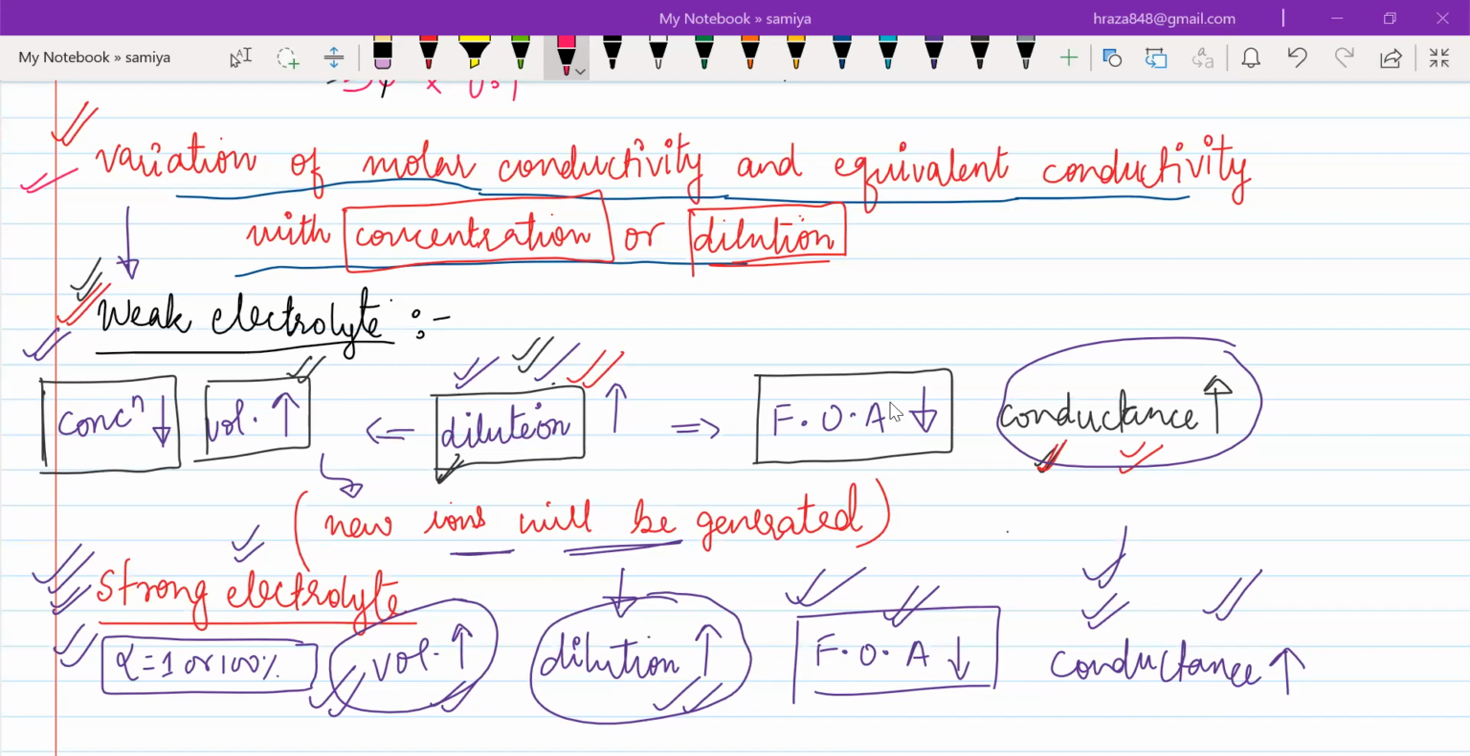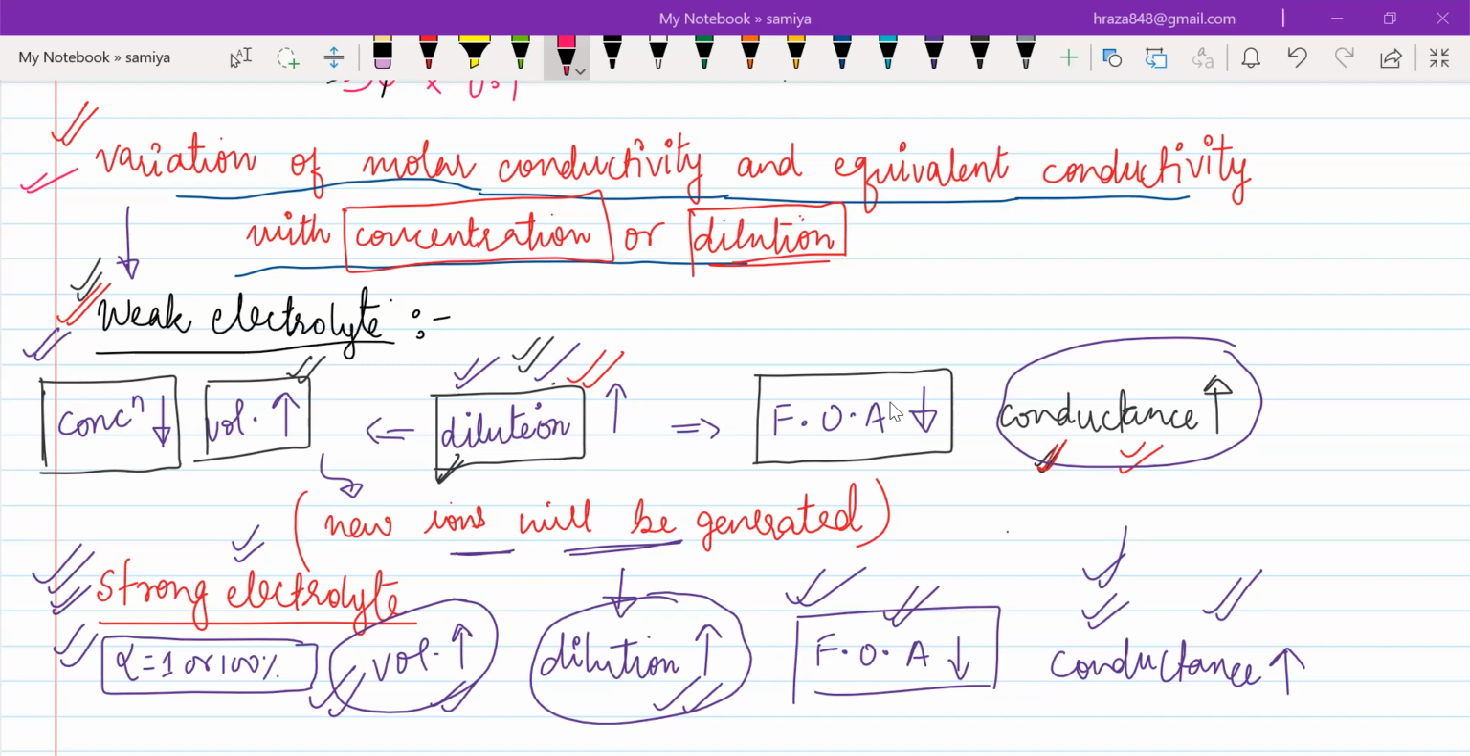Yes, sir. Now see, this weak electrolyte, if you are going to dilute it, that means you are going to add some water. And if you are going to add water, that means volume of the solution will increase. And if volume of solution will increase, the distance between the weak electrolyte particles will increase. That means force of attraction between them decreases. Yes or no? Yes, sir. And if the force of attraction between them decreases, that means they can easily move faster than the earlier. And if they can move faster, that means conductance will increase. Is that clear?